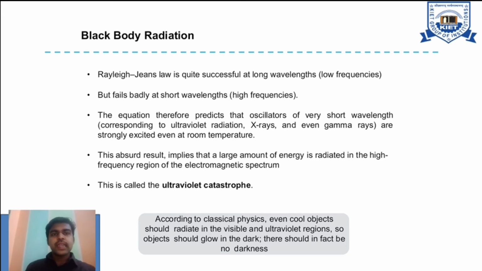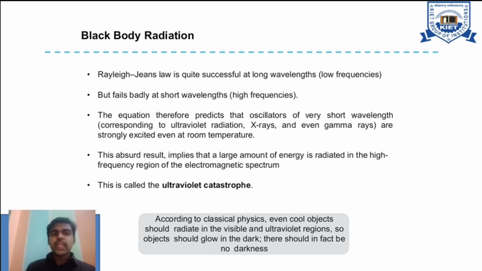Then it was decided by comparing with ultraviolet radiation, X-rays, gamma rays, everything they have decided at room temperature. Finally it was mentioned as the ultraviolet catastrophe. So this absurd result implies a large amount of energy. The fourth point indicates we have to imply the large amount of energy because radiation is happening in the higher frequency region. So the radiation is clearly indicating the higher frequency region of the electromagnetic spectrum.